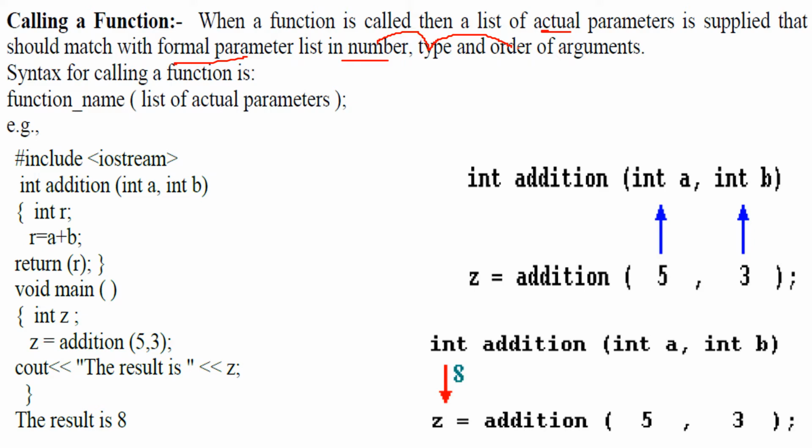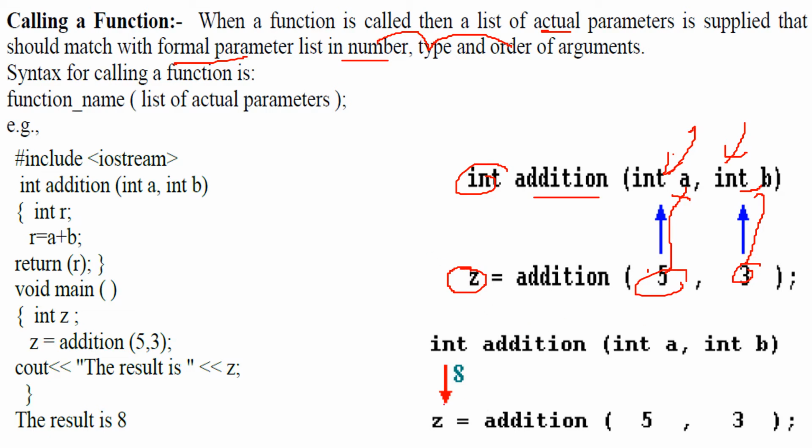I'll tell you what formal and actual parameters are. If this is a function, say you have made a function addition, this is the return type, and these A and B are the formal parameters. Now when you are passing 5 to A and 3 to B, these are your actual parameters. So you're passing the actual parameters here, and when we add it, whatever you have written, the result will be returned to Z, and you can now print or use Z.